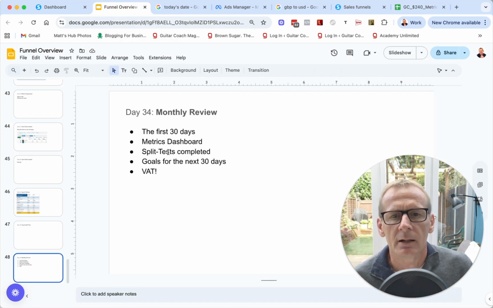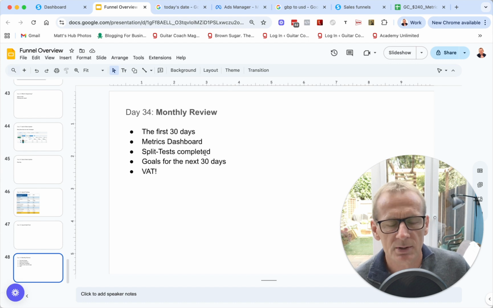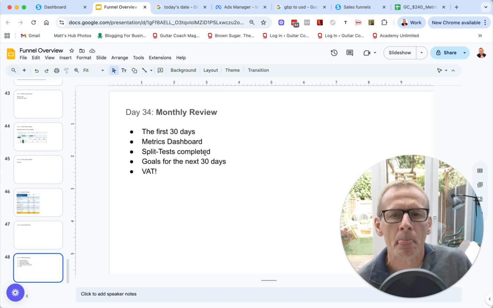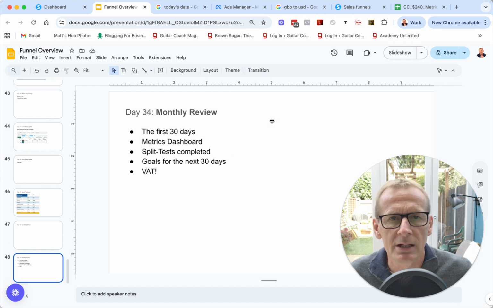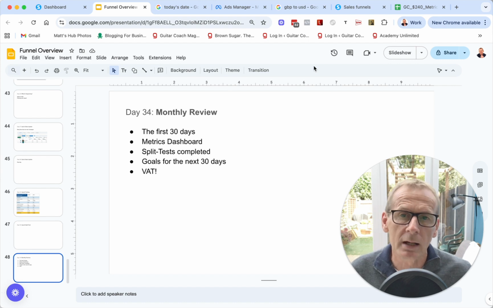As I say, we've run a whole series of split tests. I've still got one split test currently running, that upsell split test. But when I look at the goals for the next 30 days, I'm sure I'll be looking at ads as well, trying to see whether those initial ad split tests, mixing up some different types of ads, worked. I'll no doubt need to add some more creative in during the coming month.